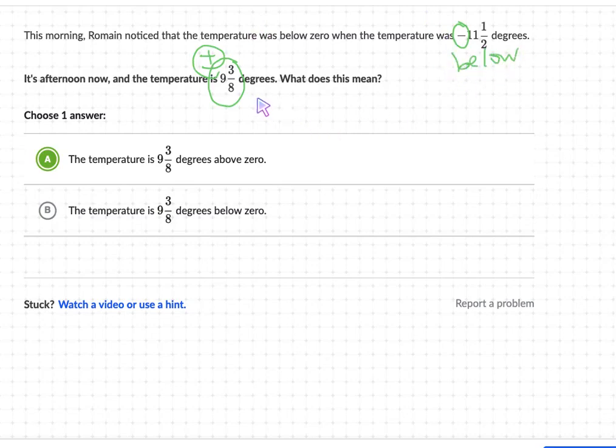It's colder. And this one means that it's above 0. It's positive. So if you think about your thermometer, you have 0 degrees, and then you have all that positive stuff above and all the negative stuff below. So this is 9 3/8 degrees. It's right here.